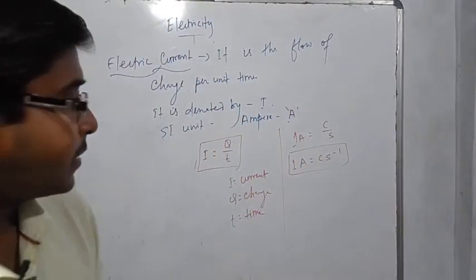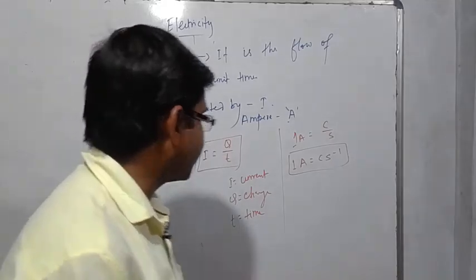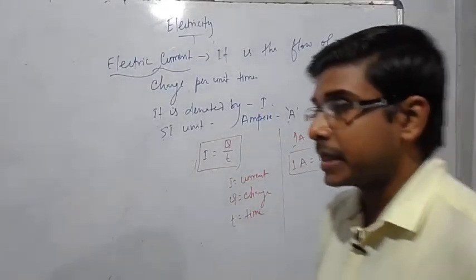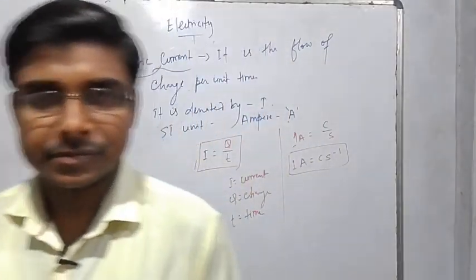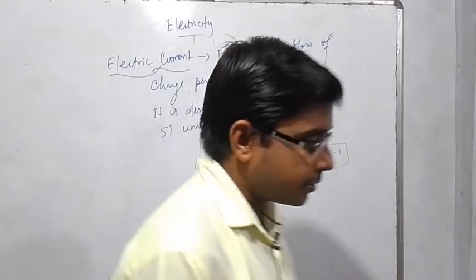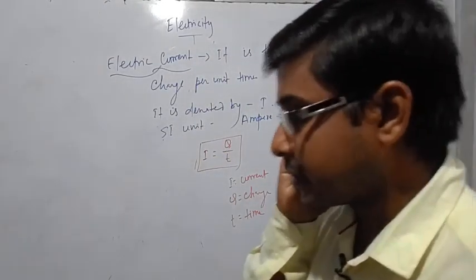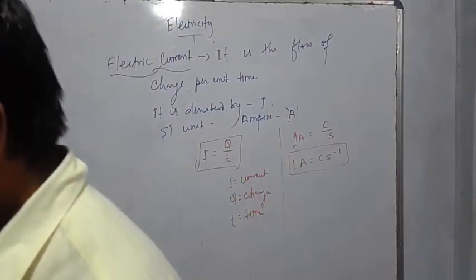The formula is I is equal to Q by T, where I is the current, Q is the charge, and T is the time period. That's it. Now, the most important point: what is the direction of flow of current in a circuit? That we know.